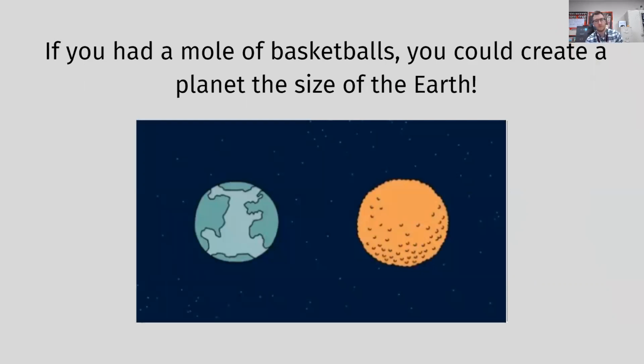Another one, if you had a mole of basketballs, you could create a planet the size of Earth. That's pretty crazy too. That's a large number of basketballs, and I know for sure Earth is not necessarily a small planet by any means, so that's a huge number of basketballs.